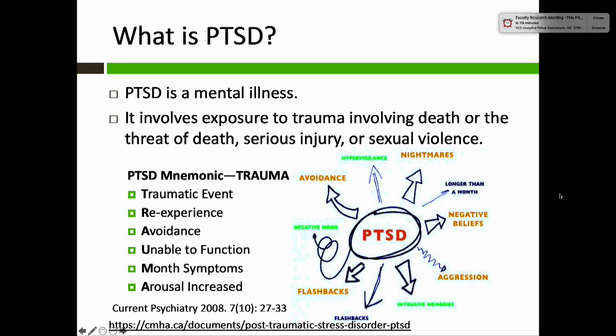First, PTSD is a mental illness. It involves exposure to trauma that involved death or threat of death, serious injury or sexual violence. So not things like a fight with your boss, or losing, say, your wedding ring. That could be upsetting, but I don't think it meets the traumatic criteria. So how do we remember? There are distinctive symptoms that separate PTSD from other mental health conditions.